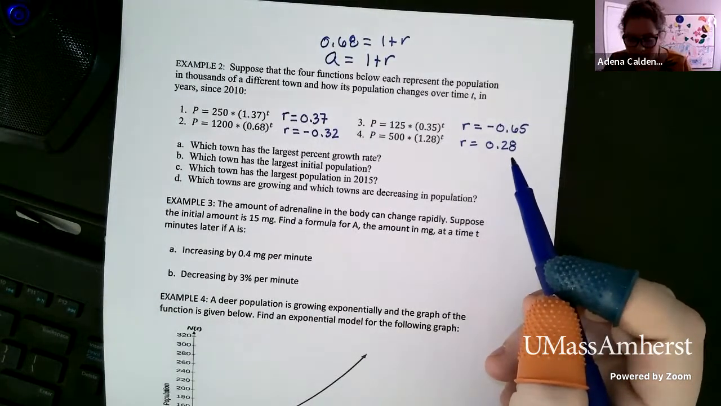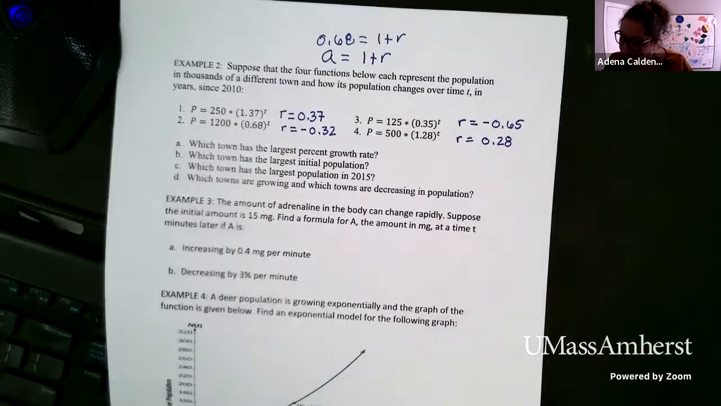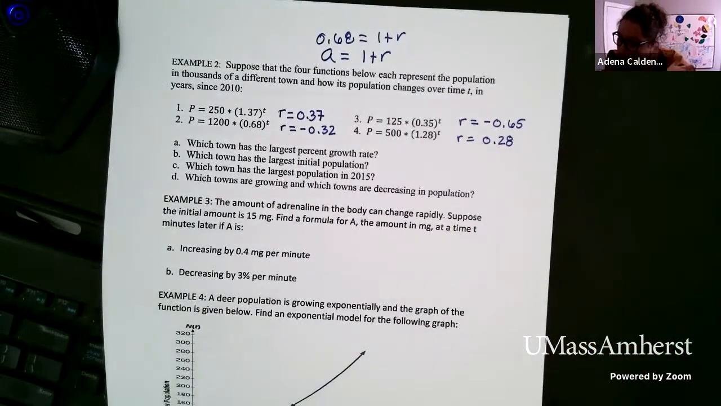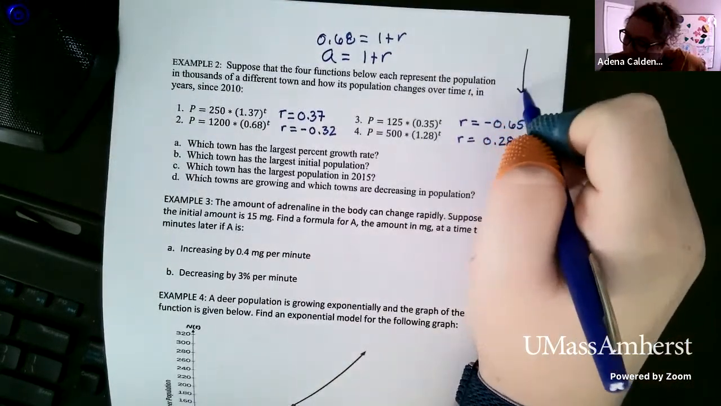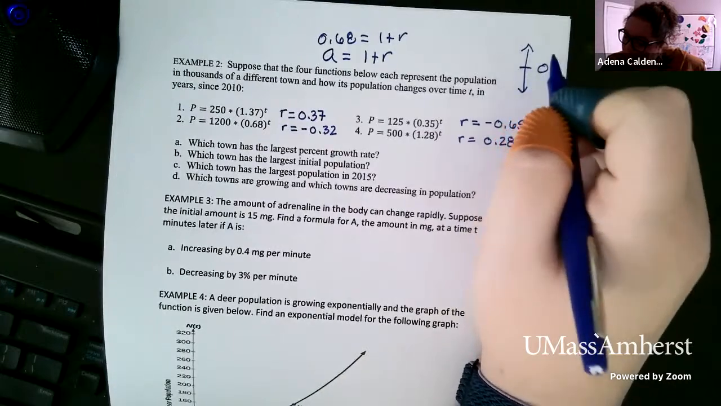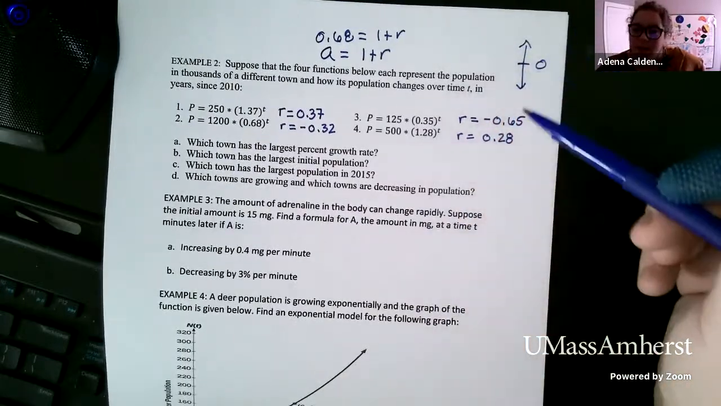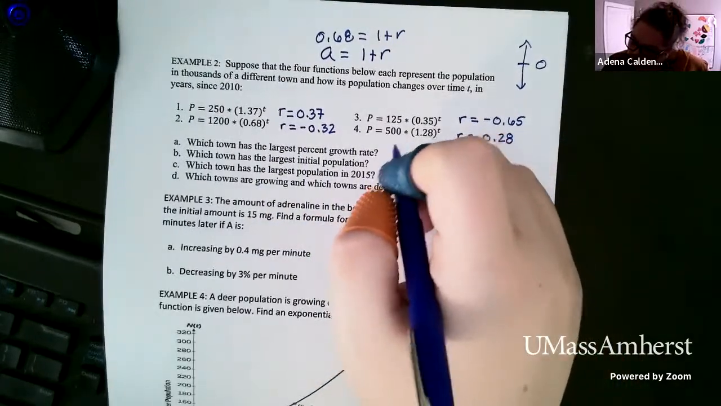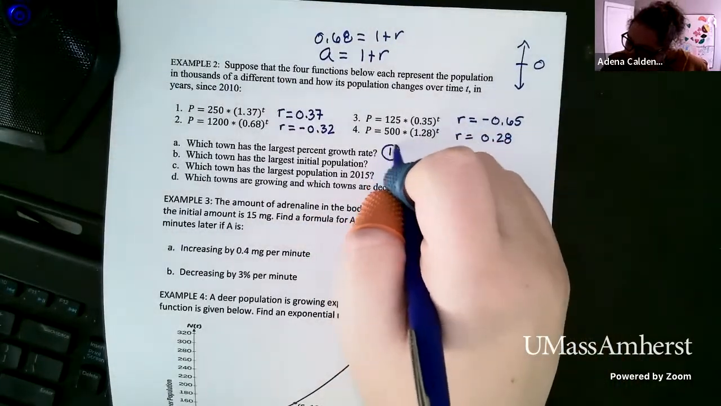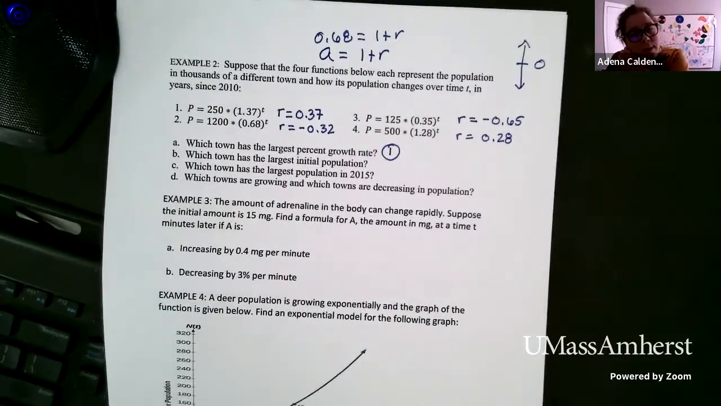Okay, so once I have all my R's, I want to compare to see which one is the largest. And so when we talk about largest, I want you to think about R as if we were on a number line. Okay, where 0 is here, and which one is going to be the highest on that number line. So looking through those, that's going to be the 0.37. So that's going to be number 1.